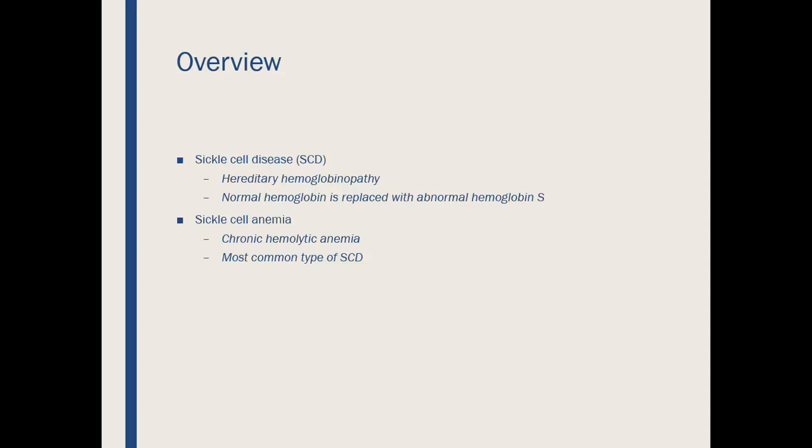So an overview of sickle cell disease. It is a hereditary hemoglobinopathy, which is a type of disorder characterized by normal hemoglobin that is replaced with an abnormal hemoglobin S in the red blood cells. Sickle cell anemia is a chronic hemolytic anemia. It is your most common type of sickle cell disease.